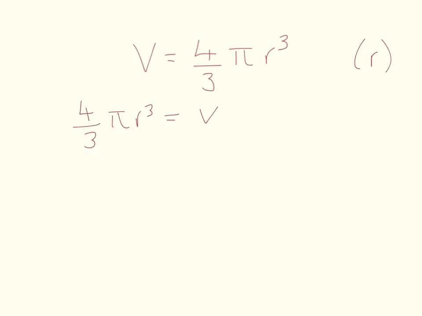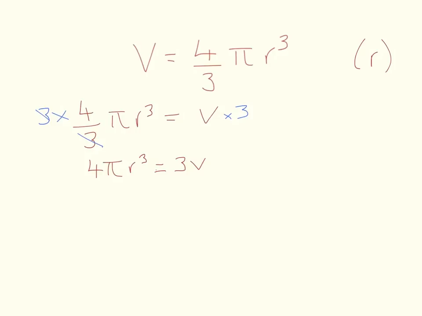So I've got no adding or subtracting to undo. I do have a fraction, and I want to get rid of the denominator of the fraction first. So I'm going to multiply both sides by 3. I do that because these 3's cancel out on the left hand side. So I'm going to have 4 pi r cubed equals v times 3. I'm just going to write that as 3v.